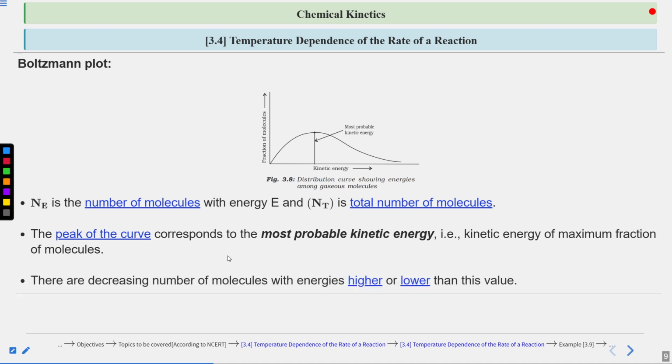There are decreasing numbers of molecules with energies higher or lower than this value. If you move from this point to the left-hand side, the graph is decreasing, and on the right-hand side, the graph is also decreasing. So the number of molecules with energies either higher or lower than this most probable kinetic energy is decreasing.